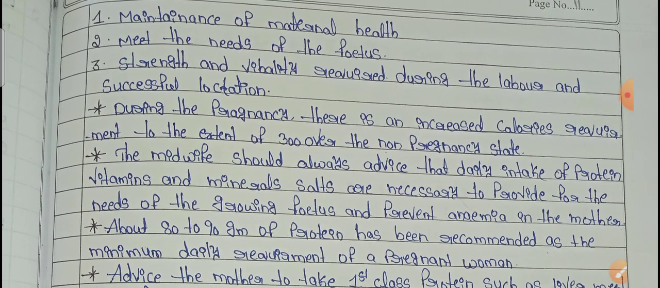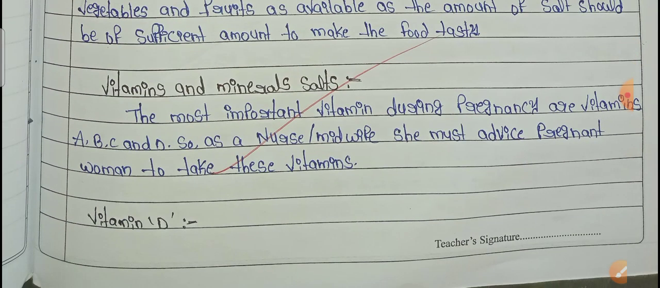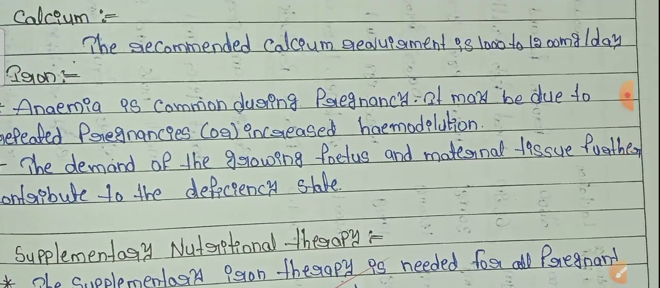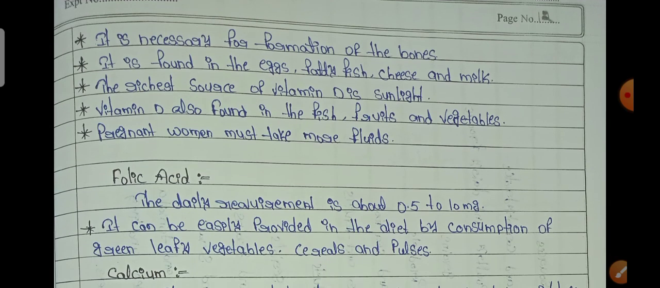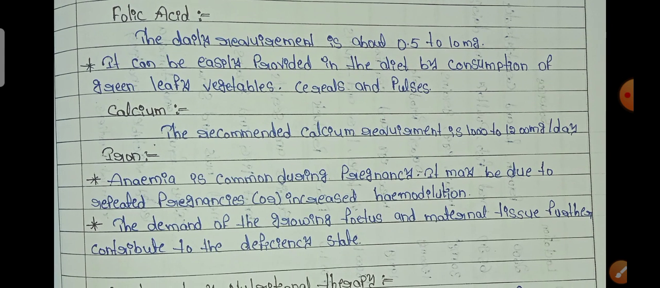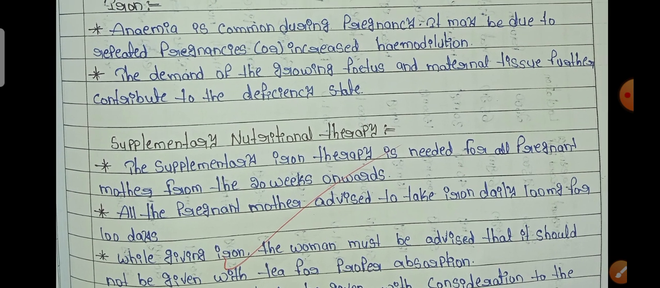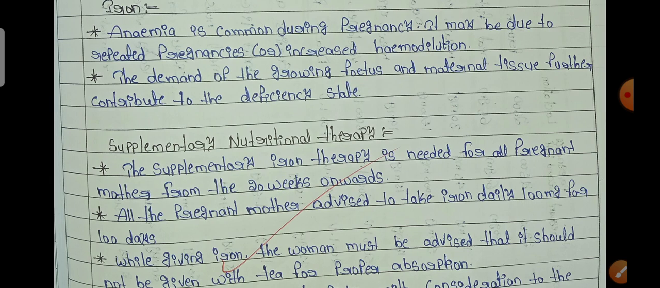So these are the points you can write. Okay, what are the nutrients that play a major role in delivery? Folic acid. Folic acid is very important to prevent neural tube defects. Calcium also is good for the baby for tooth development and bone development. It is also important for the baby as well as the mother.